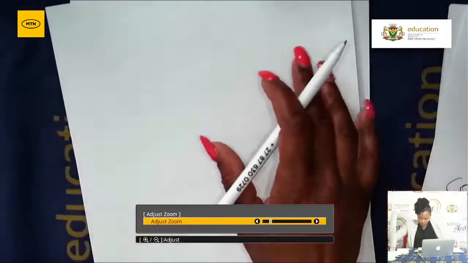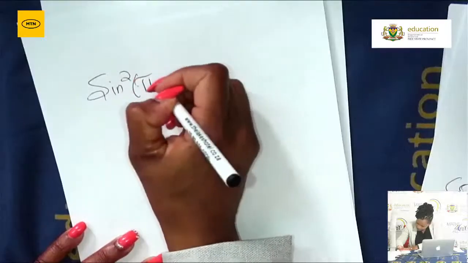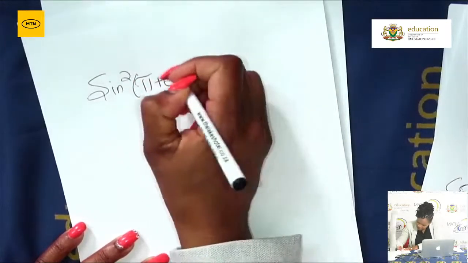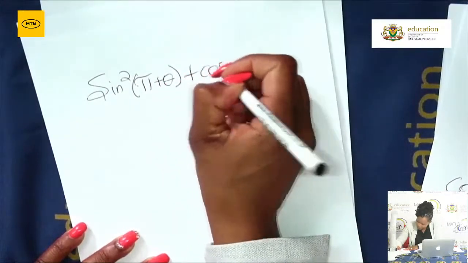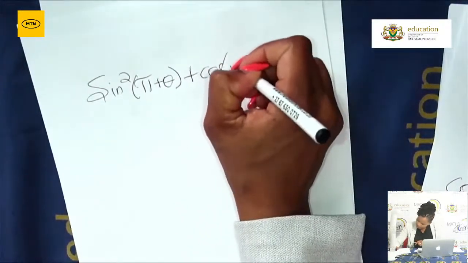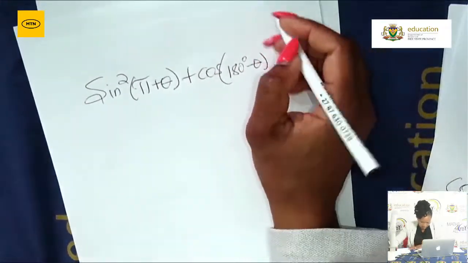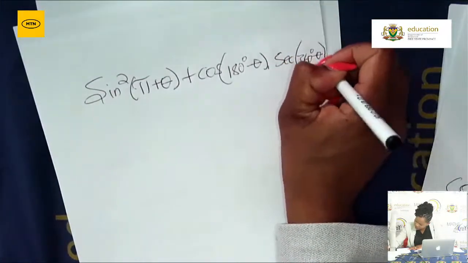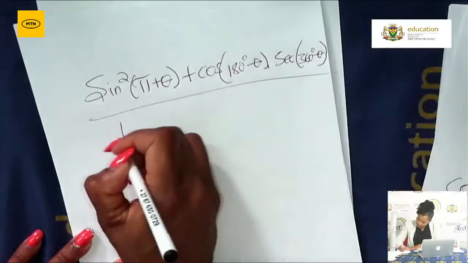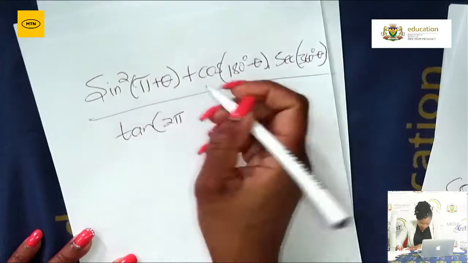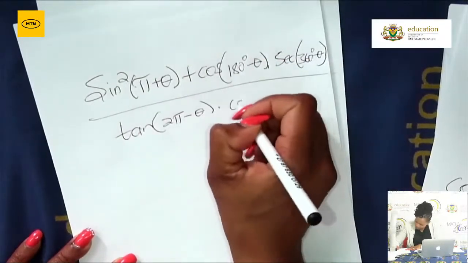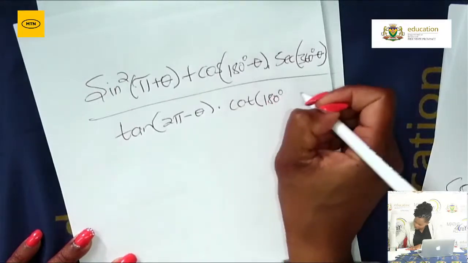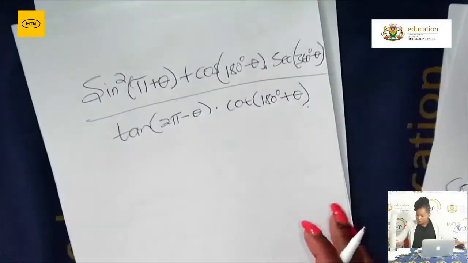Here is an example of reduction. Sine squared of pi plus theta plus cos of 180 degrees minus theta, times sec of 360 degrees minus theta, all over tan of 2 pi minus theta multiplied by cot of 180 degrees plus theta. All right, simplify. The question will say simplify.